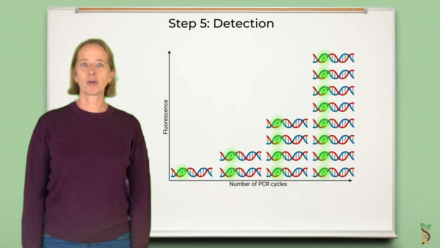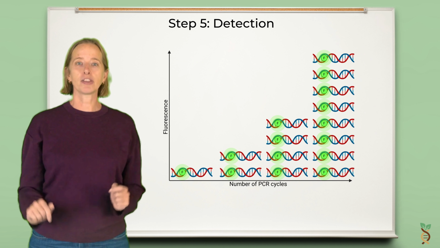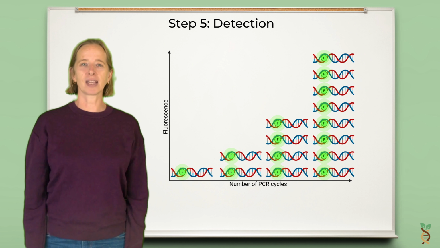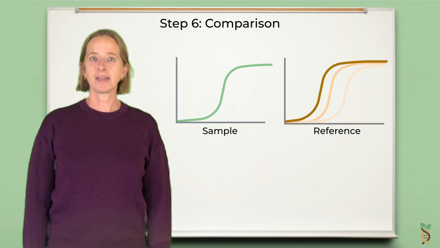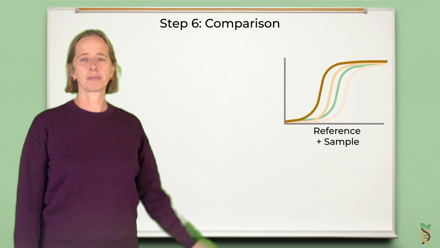Step 5. Fluorescence detection. A dye glows when it binds to DNA, and the machine measures the brightness after each cycle. The brighter the sample, the more DNA is present. Step 6. Comparison. By comparing the glow from the root sample to the references, we can see how much of the organism's DNA was there in the first place.